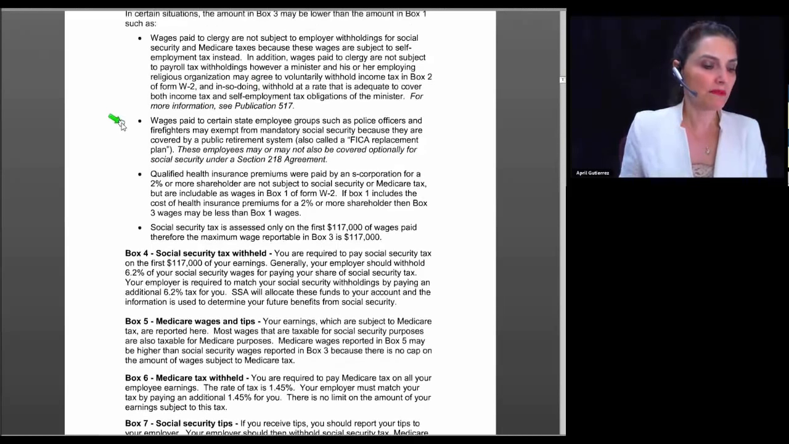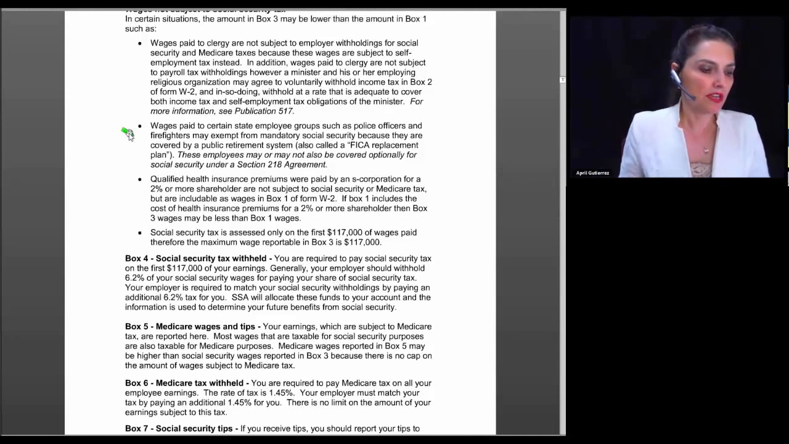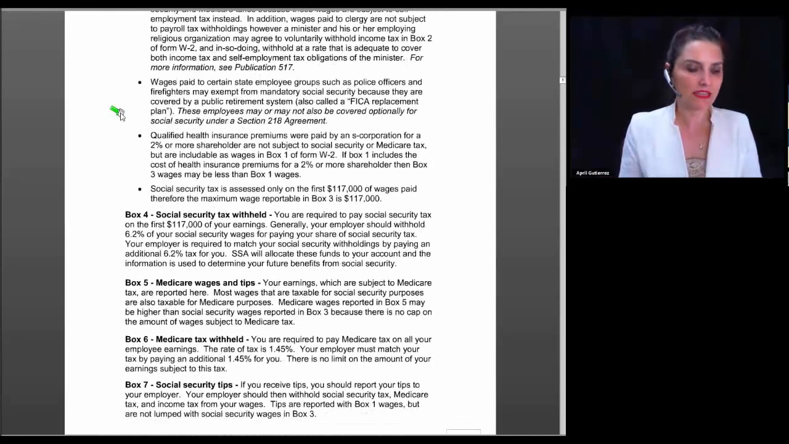Now, another reason why box 3 could be lower than box 1 is you may be working with a police officer or a firefighter. Certain state employee groups, such as police officers and firefighters, can be exempt from the mandatory Social Security tax because they are covered by a public retirement system, also referred to as a FICA replacement plan. And these employees may or may not also be covered optionally for Social Security under a Section 218 agreement.